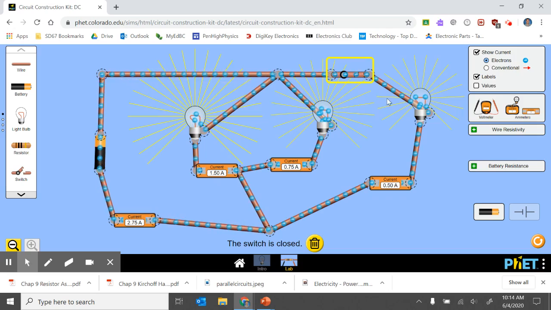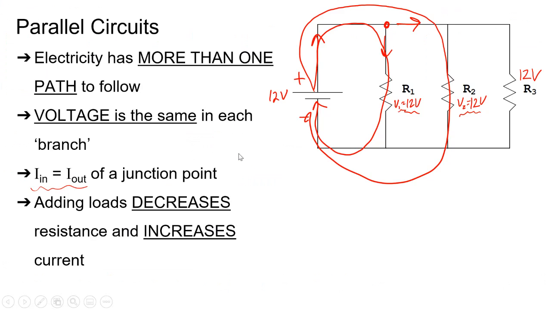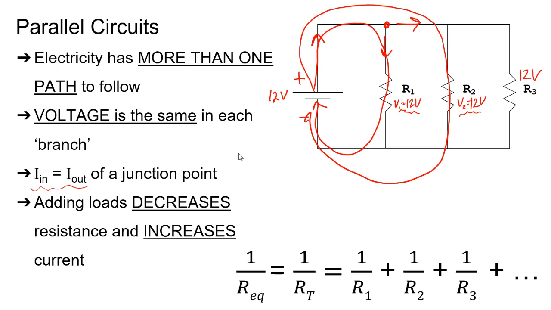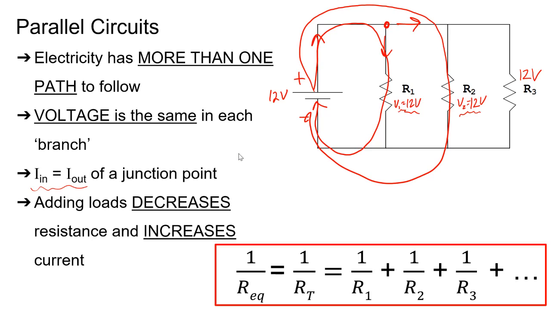Okay, so as we add more resistors or loads in parallel, our overall total resistance decreases and our current increases. Okay, so if we quantify that, the formula for this one gets a little more complicated. So hope you have your calculators ready, because we will try and see what this looks like for us. So here it is: 1 over REQ, or equivalent resistance, or total resistance. We're going to add up 1 over each of our resistor values.